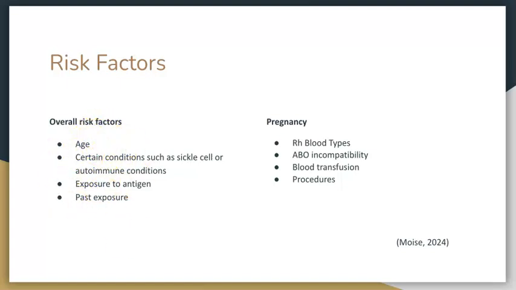Other factors would include age. Generally, older patients have higher risk. Other diagnoses such as sickle cell disease or autoimmune conditions. Exposure to the antigen, and then variabilities in the blood collection can also be risk factors for this, as well as exposure to past blood group antigens.